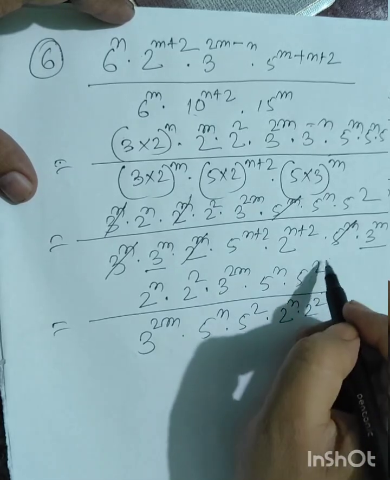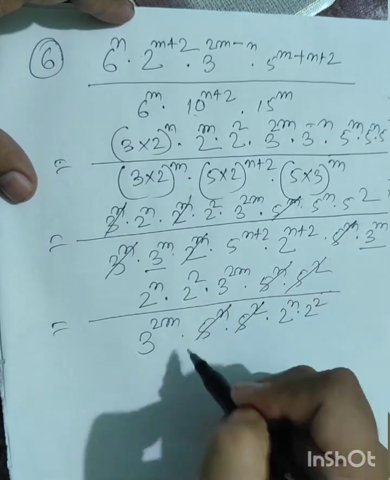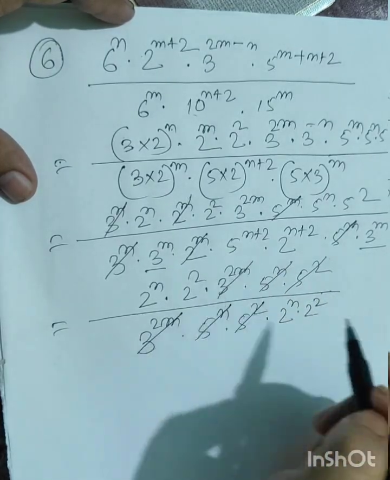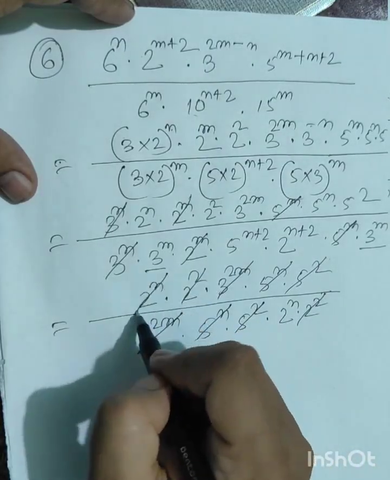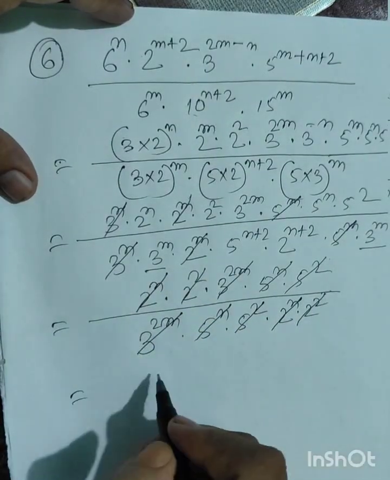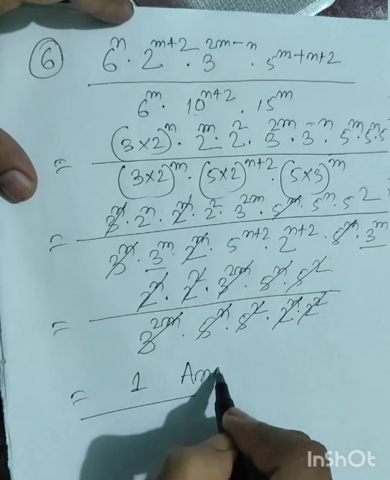আৰু 5 square. 5 square cancel যাব, 5 to the power n, 5 to the power n, 3 to the power 2m, 3 to the power 2n, 2 square, 2 square, 2 to the power n, 2 to the power n cancel যাব. Finally answer 1. এইটো ইয়াৰ answer.